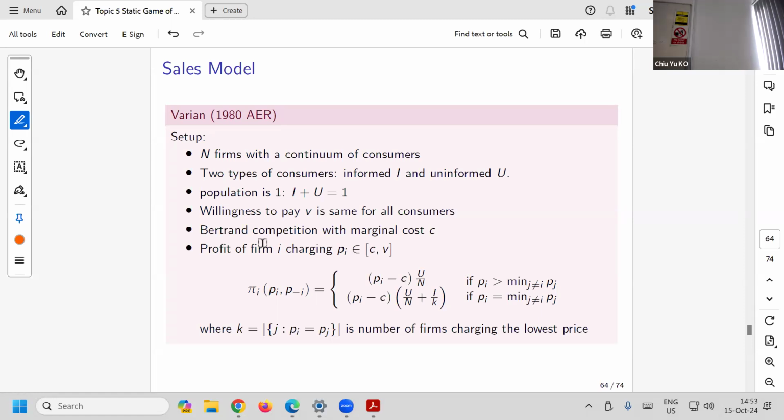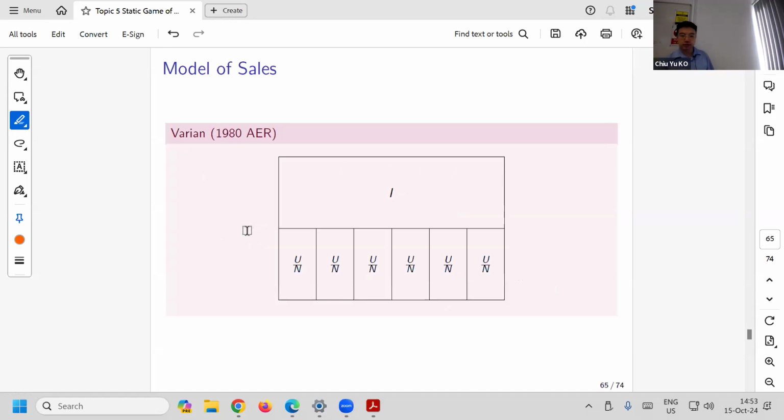K is the number of firms charging the lowest price. Suppose firm i is the only one charging a lower price, K is 1. If two firms charge the same lowest price, K is 2. Graphically, every firm has access to its loyal base, no matter what price it charges, as long as it is below V.